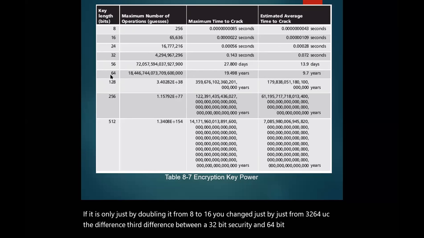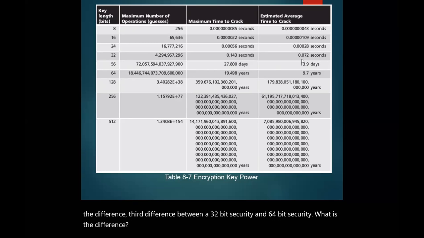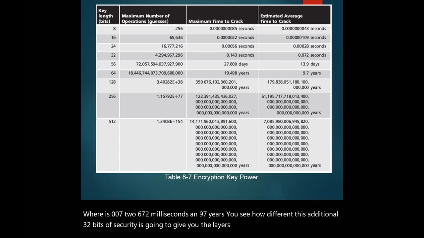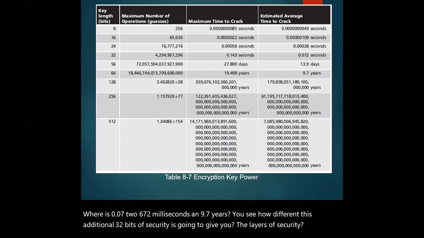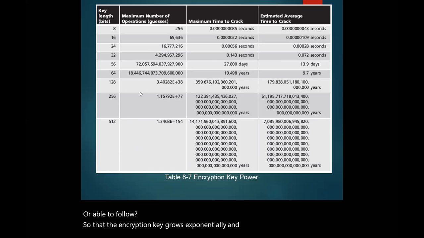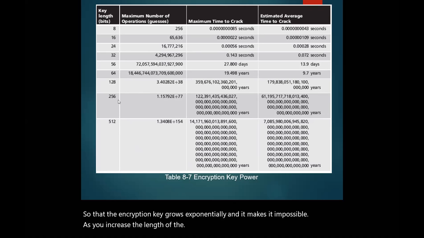What is the difference? Between light and day. 0.072 seconds, 72 milliseconds, versus 9.7 years. You see how different this additional 32 bits of security is going to give you? The layers of security. Are you able to follow? So the encryption key grows exponentially, and it makes it impossible as you increase the length of the key.